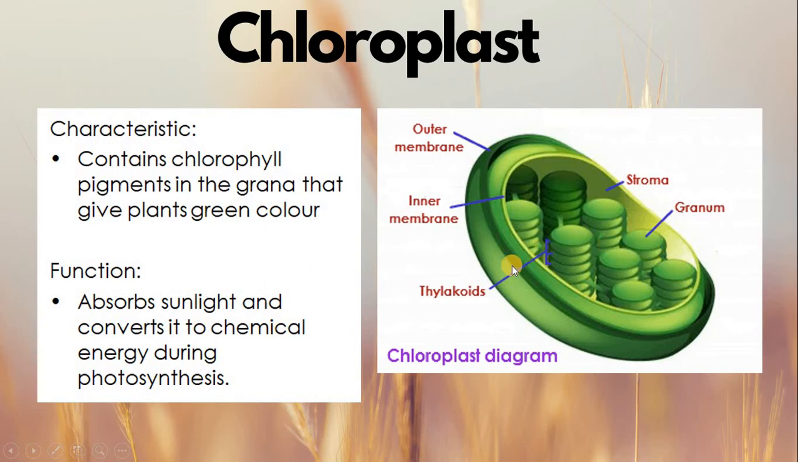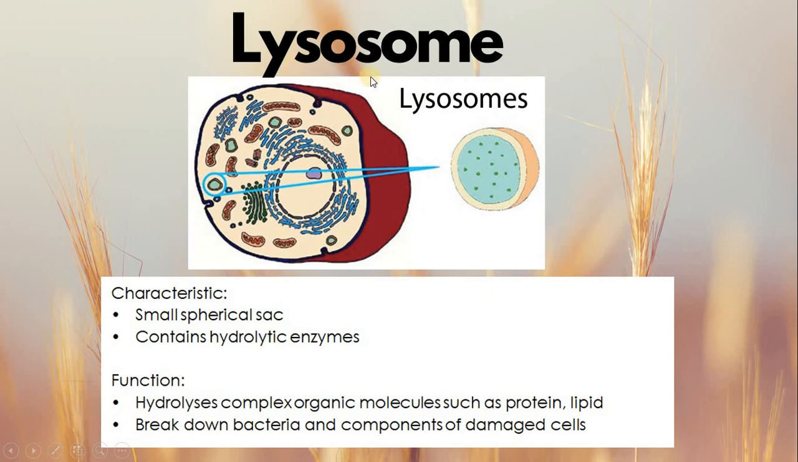Okay. Function of the chloroplast: absorb sunlight. The main function. So if you want to write in the exam what is the function of the chloroplast, you can just write absorb sunlight during photosynthesis. Okay. Easy, right? Okay. Lysosome.